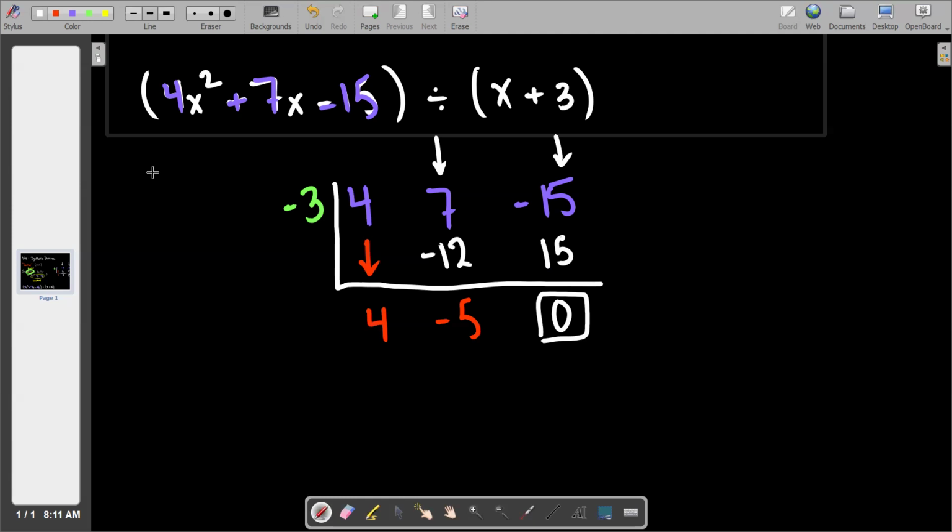Step 2, follow my yellow sign here. Multiply these 2 numbers together. It's always going to be the number on the outside times the new number on the bottom. What's -3 times 4? That's why that number went here.